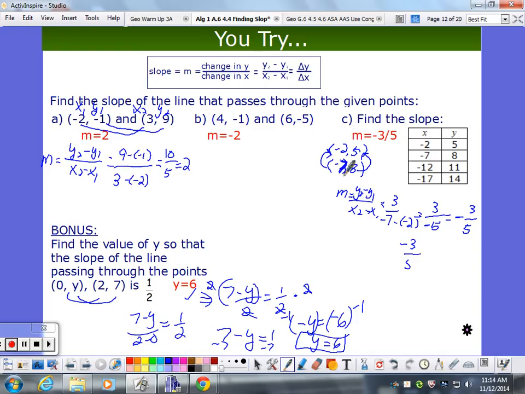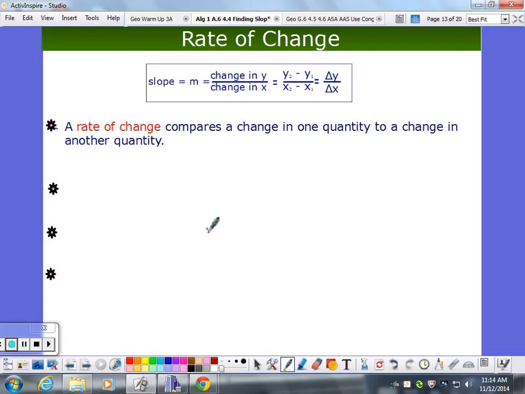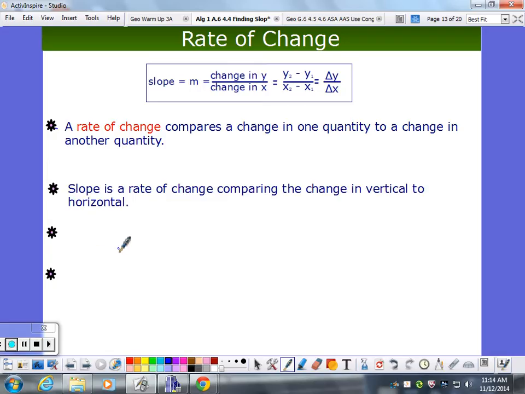This is hard. I'm really most concerned about those top 3. Okay, now that we're experts on slope, right? I'm not an expert. It's y2 minus y1 over x2 minus x1. It gives a number to the steepness of a line. We're going to talk about rate of change. A rate of change compares a change in one quantity to a change in another quantity. So it's a ratio of how things are changing, which sounds an awful lot like slope. Because slope compares the change in vertical over the change in horizontal. Slope is a rate of change.